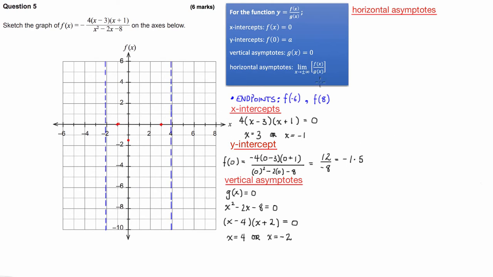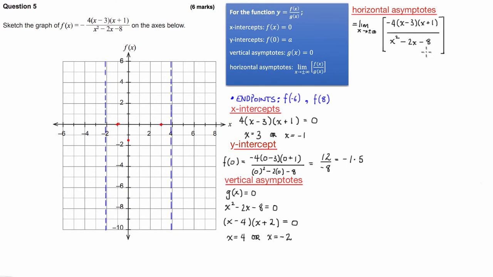So what we do is we take the limit as x approaches positive and negative infinity of the particular rational function. So we're going to do that now. So we're going to say that the horizontal asymptotes are equal to the limit as x approaches positive or negative infinity of this particular function. Cool, so this is what I'm going to be doing to evaluate the horizontal asymptote.